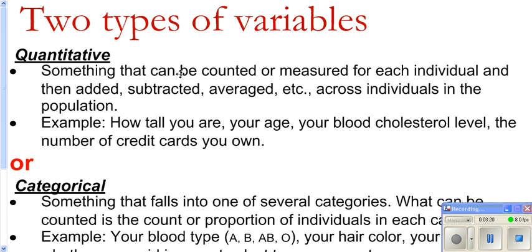Now, there are two types of variables. In general, there are quantitative, which is basically something that can be counted or measured. It ends up being a number. Typically, if it's a number, it's quantitative. If you're describing something with a word, you're going to say it's categorical. But when it's quantitative, we can find averages and things like that because you're dealing with numbers and you can add your numbers together.